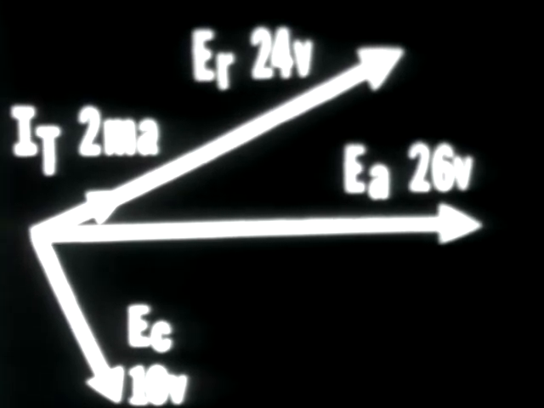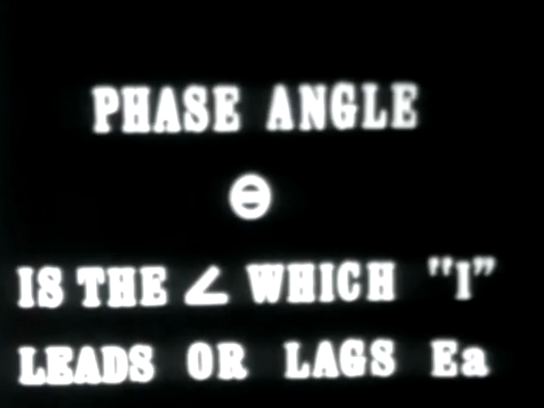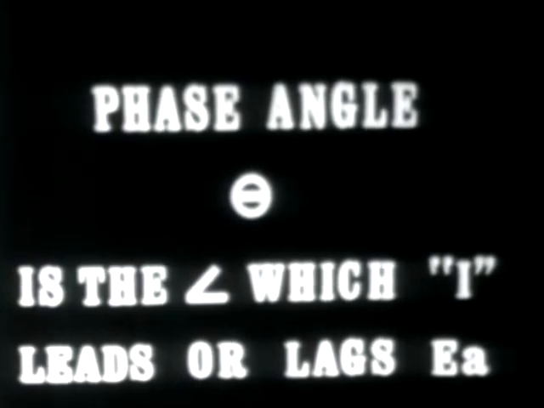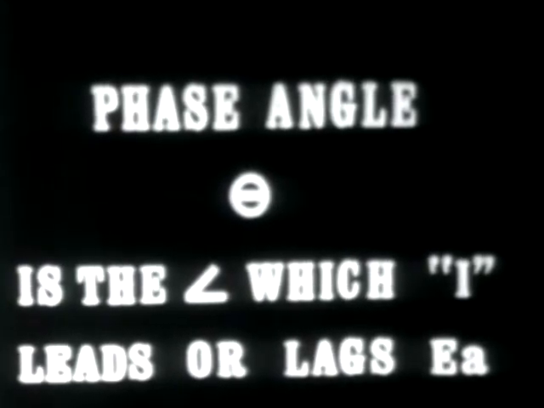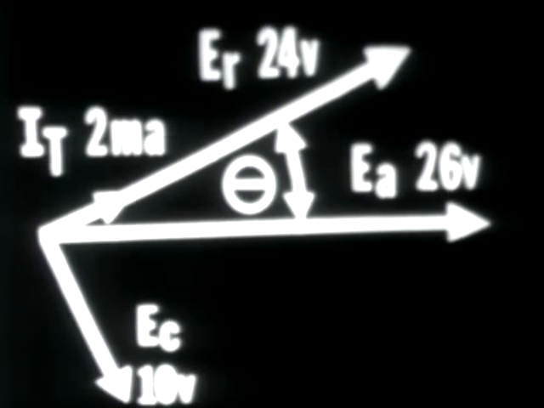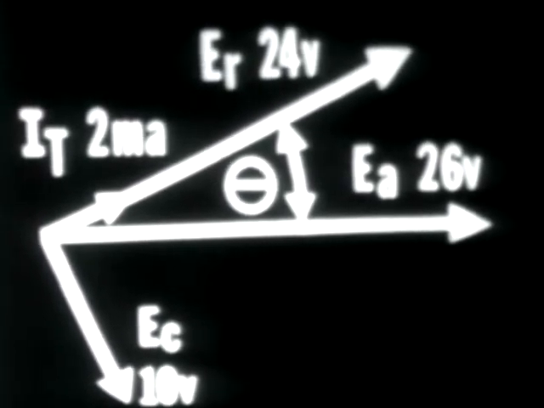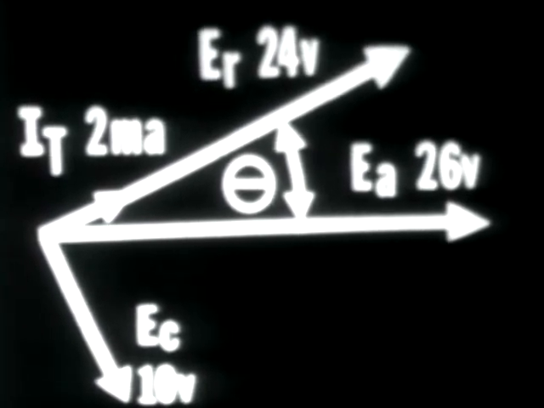Now, we have a very important angle here, and that is the angle between EA and IT, and this is referred to as the phase angle. We'll define this angle as the phase angle theta, or theta is the angle with which current leads or lags the applied voltage. In our vector, here we have this angle shown, the phase angle, and IT is leading EA, so we have a leading phase angle. And the angle would be plus 22.6 degrees.